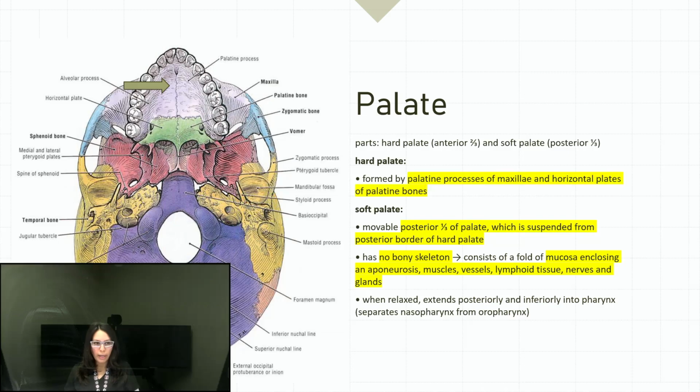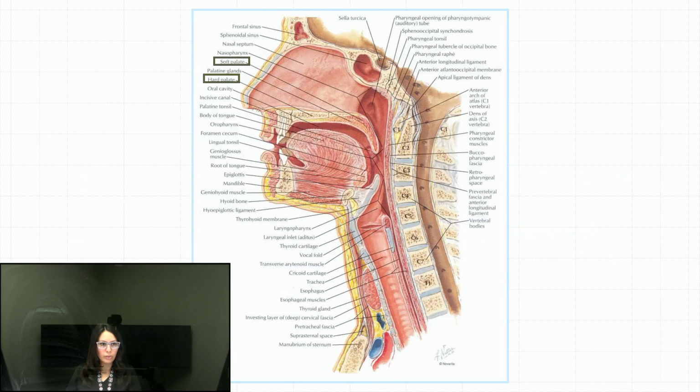Now on the soft palate, I'm going to go back in a second to show you. But the soft palate, like I said, more posterior, suspended from the posterior border of the hard palate, has no bony skeleton. So this is just a fold of mucosa, and it also has muscles, vessels, lymphoid tissue, nerves, and glands in that area. And so if I go to this picture that I just showed you, here you can see that soft palate terminating in the structure that we call the uvula.